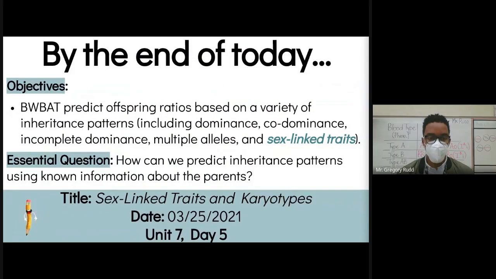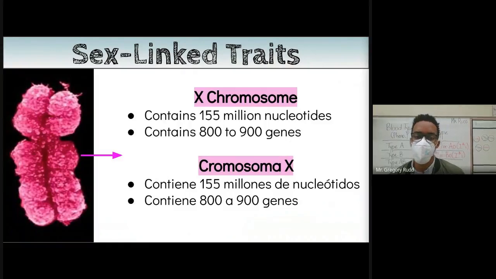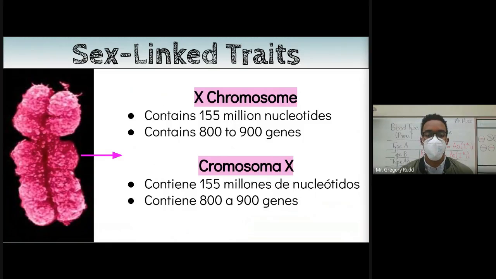So it's March 25th, 2021. It's the 5th day of our 7th unit. So nothing to write on this slide, but just kind of a point of interest here. Of course, we've got 2 sex-linked chromosomes, 2 sex chromosomes. One is the X chromosome. The X chromosome contains between 800 and 900 genes. And on this X chromosome, there are 155 million nucleotides. So 155 million A's, T's, C's, and G's.